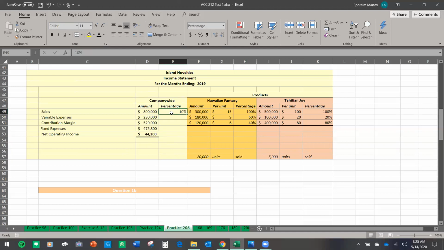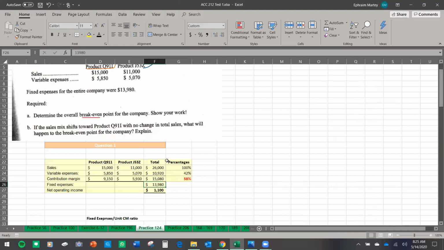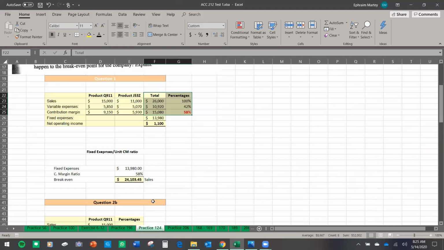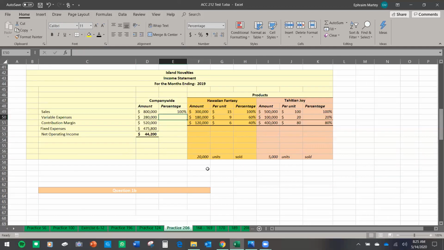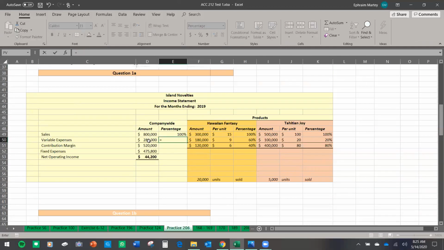Okay, sales is always 100%. Now our percentage is going to change. Remember when we did the previous one, the percentage for the total changes when we did only for the product. So 100%, and our total percentage will be this divided by that. That gives us 35%. So automatically we know it's going to be 65% for contribution margin. So our contribution margin is 65%.